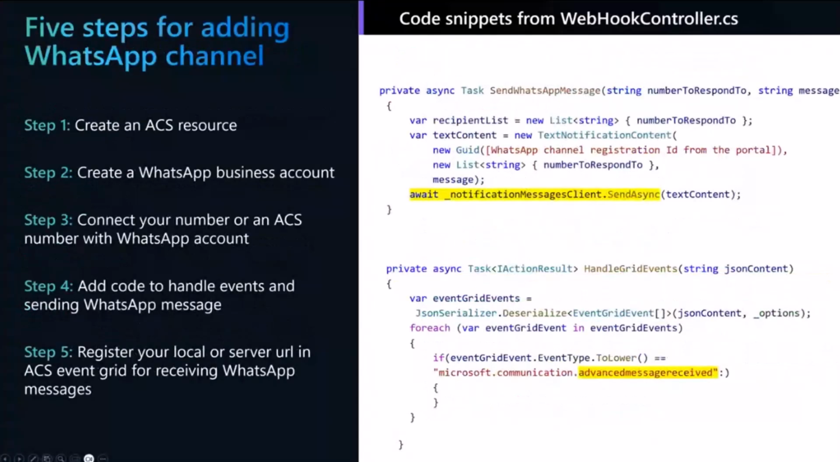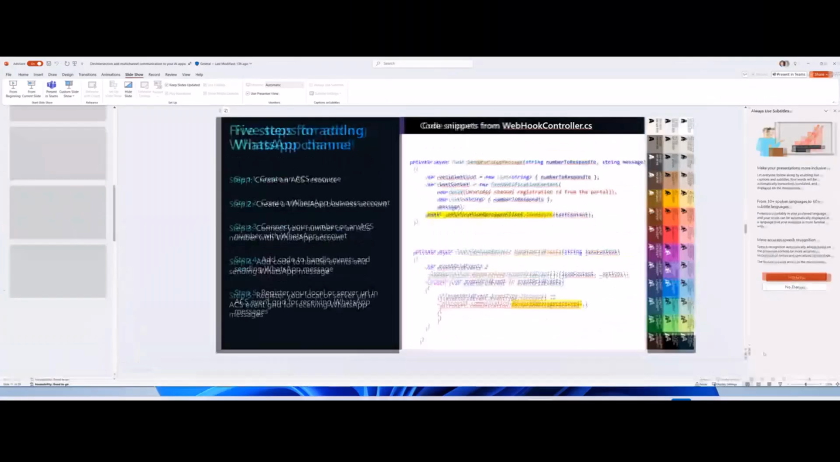So for adding a WhatsApp channel, there are five steps again. You go to the portal, you do some magic there, and you connect your WhatsApp business account to your Azure resource, and then you write code to handle the notifications. So again, going back to the Azure portal.